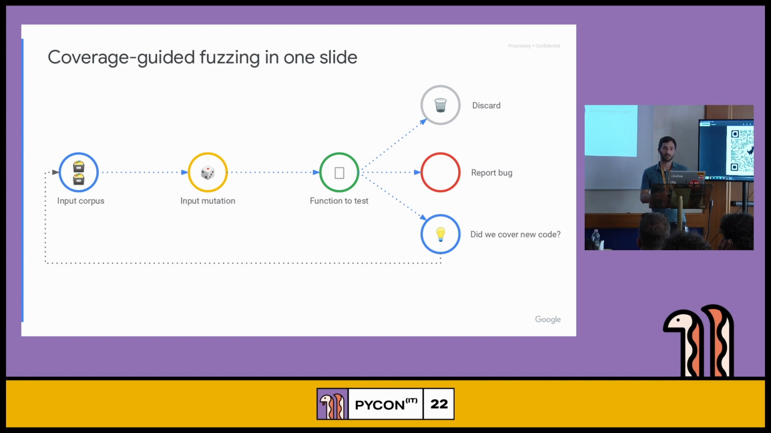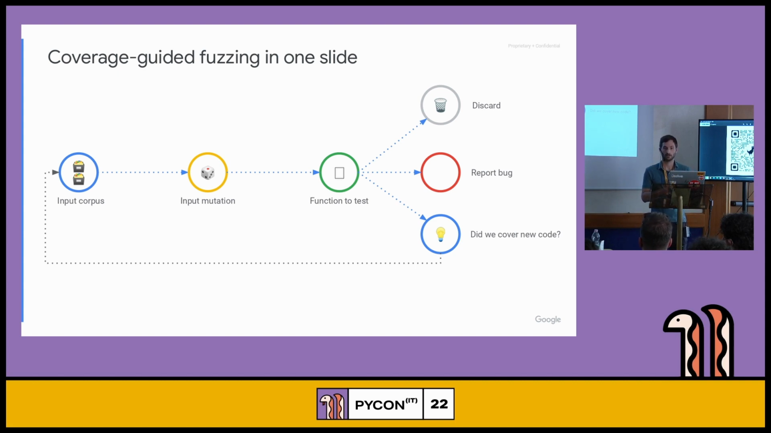So Atheris is a coverage-guided fuzzer, which seems like a complicated word, but essentially this is what coverage-guided fuzzing means in one slide. You start with an input corpus, which could also be empty. And then you have a function that does input mutation. So for example, if you start with a corpus of, let's say, images, because you want to test an image parser, then the input mutation will try to mutate the image file, and then feed it to the function that you want to test.